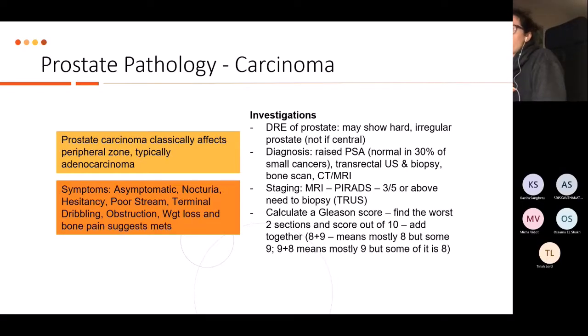So prostate cancer presents relatively similarly, but things like weight loss and back pain or bony pain are more suggestive. PR exam or DRE, it feels very different. So rather than a smooth enlarged prostate, it does feel hard and craggy. PSA is a blood test that you can do, but beware, normal does not mean normal, and raised, you need to be careful that you haven't done the blood test at a time that would be abnormally raised. And then the other investigations are biopsy and MRI.